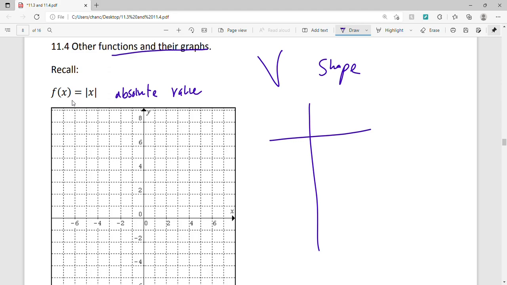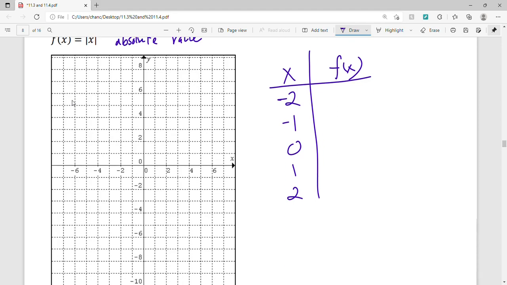We'll look at x and f of x. I'm going to pick -2, -1, 0, 1, and 2. These are random points, but they will give us the general shape of the absolute value function. The absolute value of -2 is +2. The absolute value of -1 is +1. And so on. The absolute value of 0 is 0. The absolute value of 1 is 1. And the absolute value of 2 is 2.